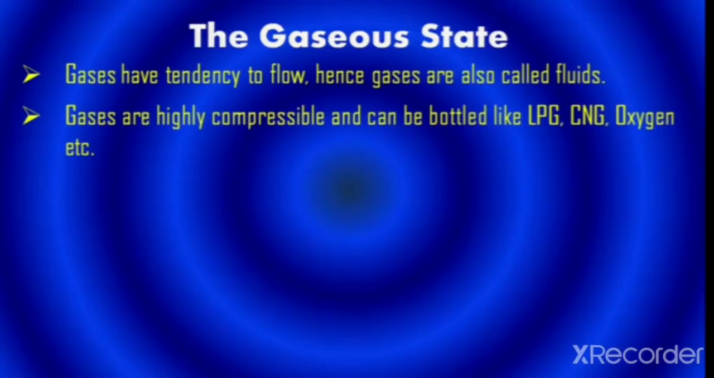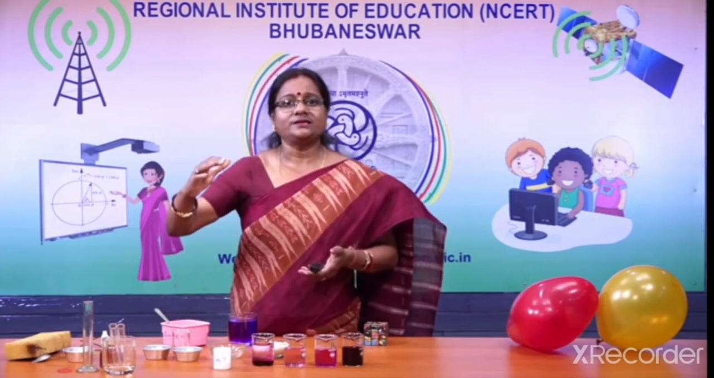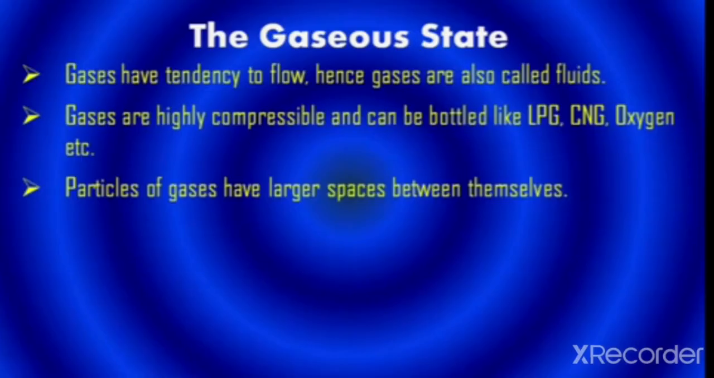Gases are highly compressible. We can compress the gas, as in the case of bottled gases like LPG, CNG, and oxygen. They are bottled. Why are they bottled? In those cylinders, we can fill a large volume of gas and they can be transported easily. Particles of gas have larger space between them. We cannot say the cylinder is half filled. Why? Think.